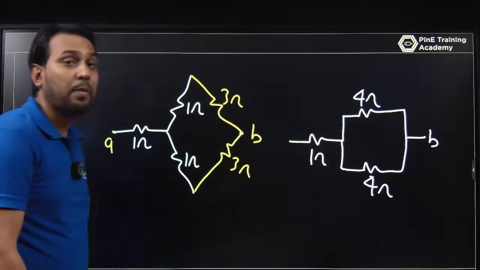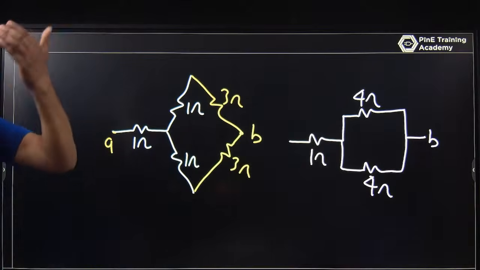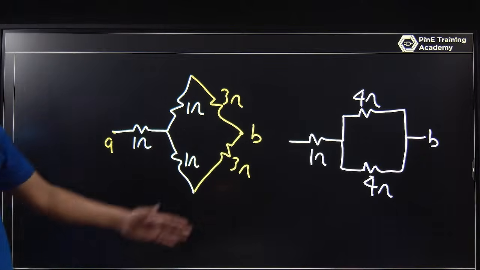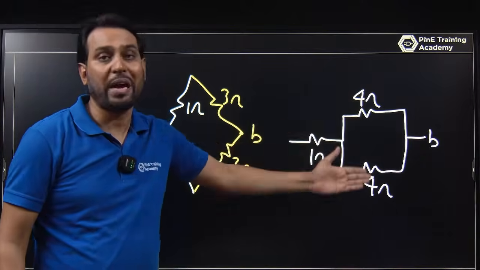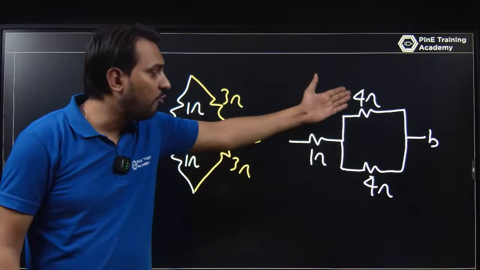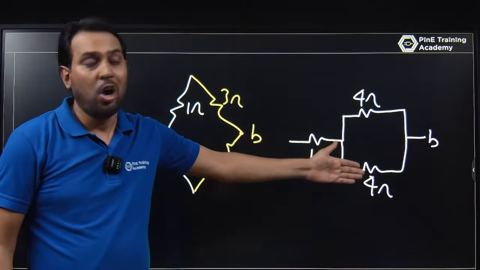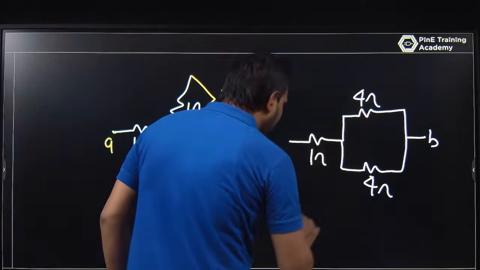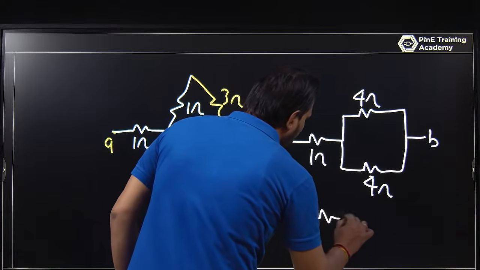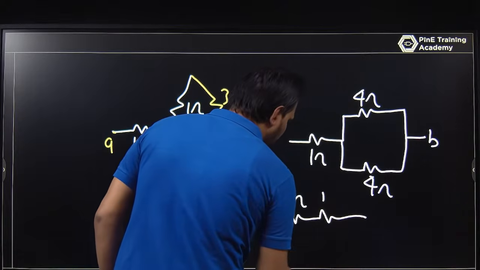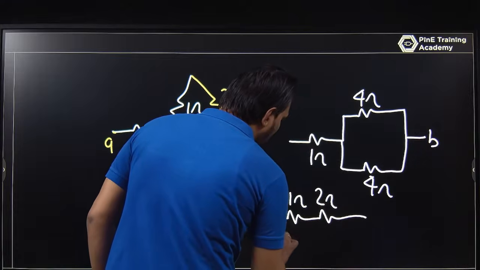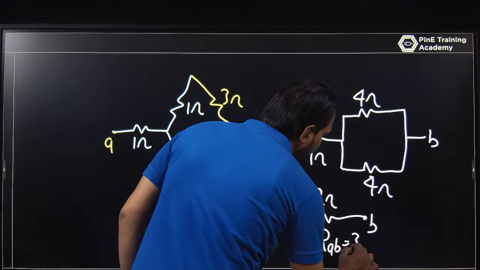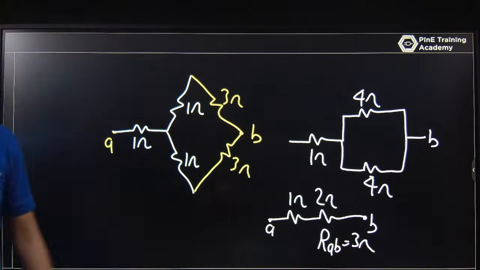4 ohm and 4 ohm are in parallel. If equal impedances are in parallel, how many times are they in parallel? They are in parallel 2 times, so you divide by 2, that is 4 by 2. Or you can write it 4 into 4 upon 4 plus 4. Or you can write it 1 by 4 plus 1 by 4. It will be 2. So this is 1 ohm and this is 2 ohm. That value across AB, RAB, is 3 ohm. So this is the way you can solve that question.